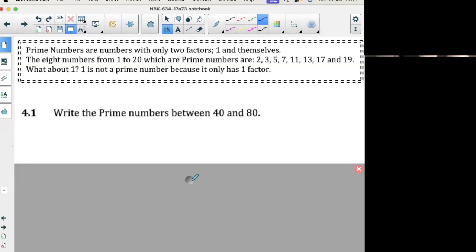Now, my grade 8 class, I'm giving you 2 minutes to go try it. I want you to think about it between 40 and 80, right? You're looking for numbers that only have 2 factors. The number 1 can go into it, and it can only go into itself. Go give it a try. I'm giving you 2 minutes. Prime numbers between 40 and 80. You've got this.